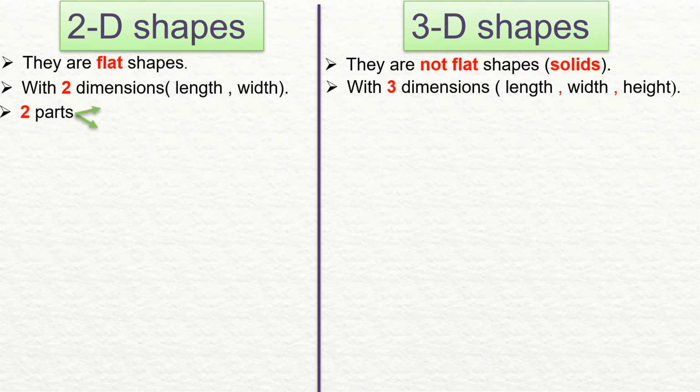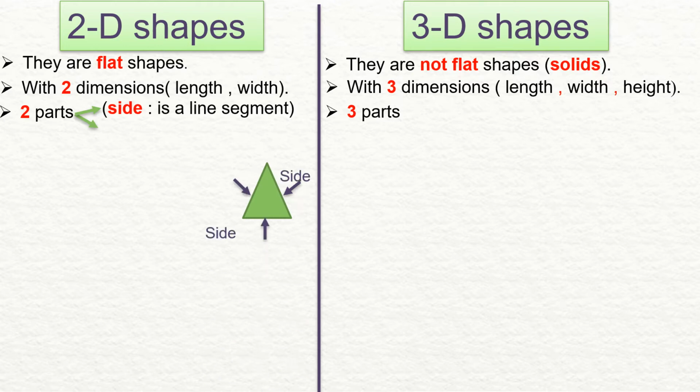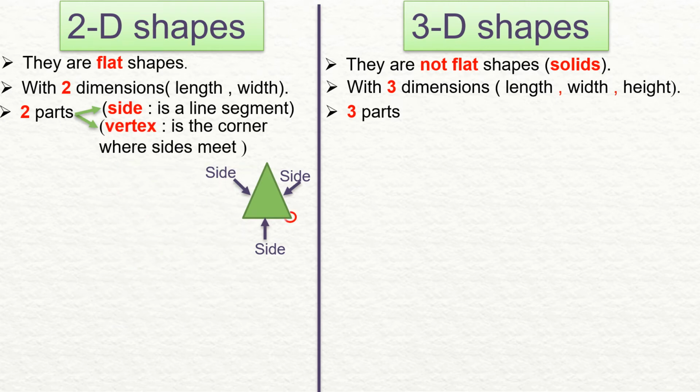2D shapes, they have two parts. And the 3D shapes, they have three parts. 2D shapes have two parts, they are side. What's meant by side? Side is a line segment. As we see here at this triangle, we have a side and another side and another side. And the other part is vertex. Vertex is the corner where two sides meet.